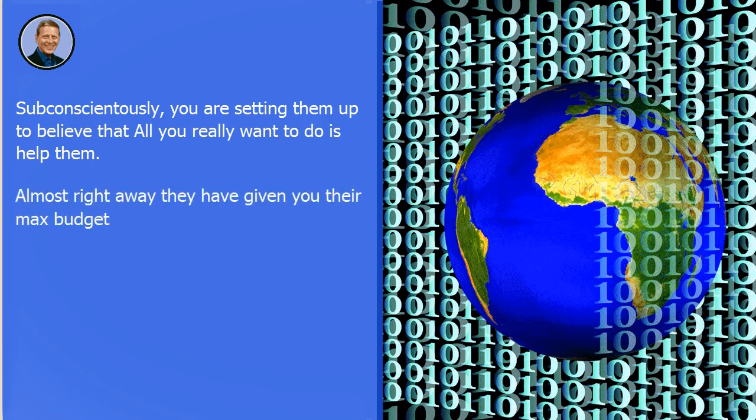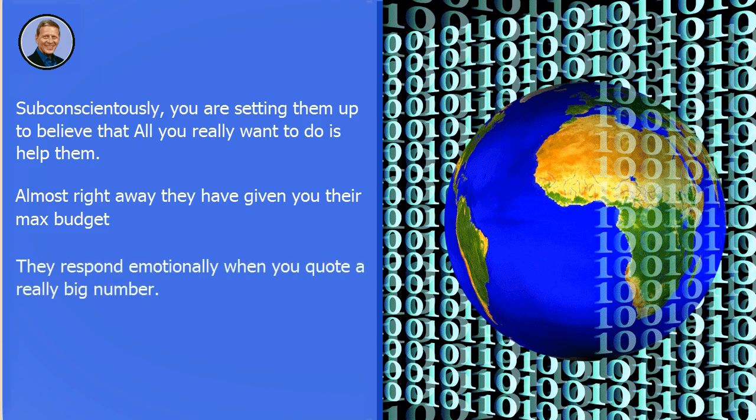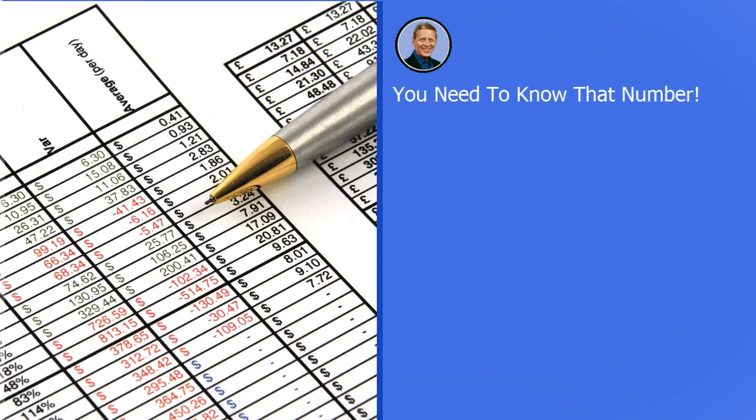Almost right away, they have given you their max budget. Why does this work so well, you ask? Because the number is so high. They respond emotionally. When you quote a really big number, they think you're saying that you want $5,000 a month. And they're going to open up and they're going to tell you what they can do. And that's what you want. You may be hoping at best to get $1,000, but almost immediately could find out they're willing to pay more than double that. You need to know that number.